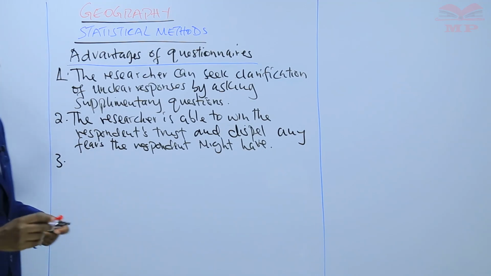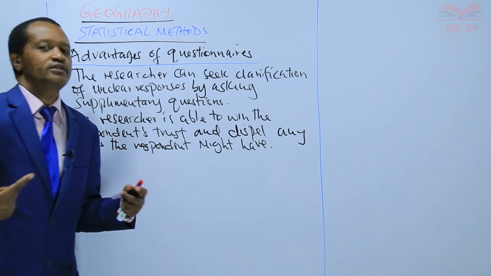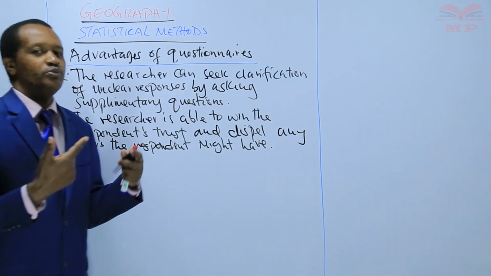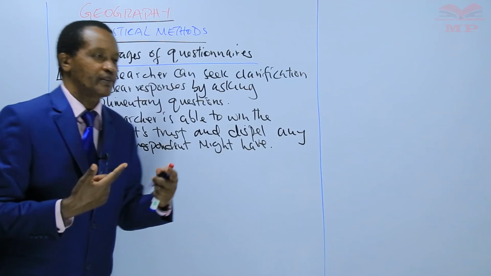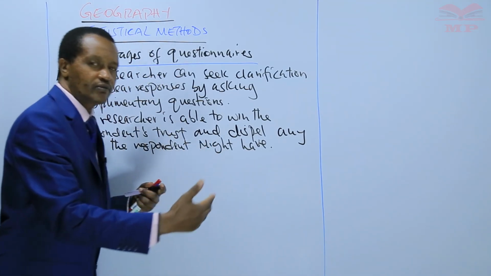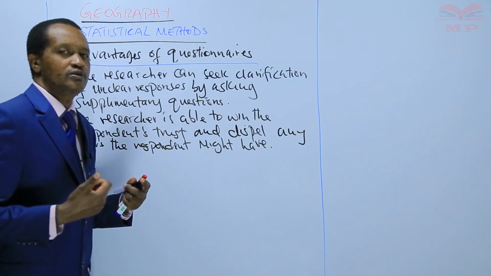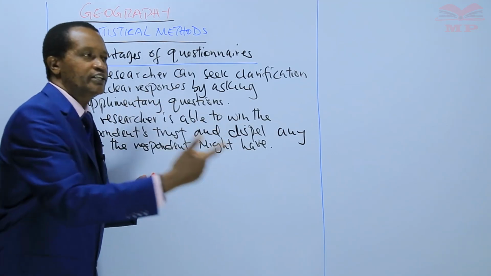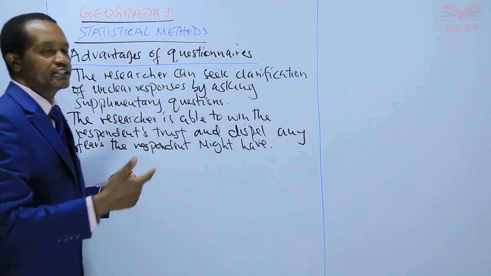Moving on to the third advantage, learners, is that direct contact with the respondent provides the researcher with an opportunity to gauge the accuracy of the answers given. The direct contact, because we said that the respondent may verbally ask questions. So that direct contact with the respondent provides the researcher with an opportunity to gauge the accuracy of the answers given.